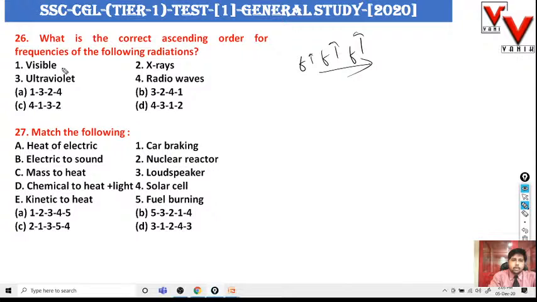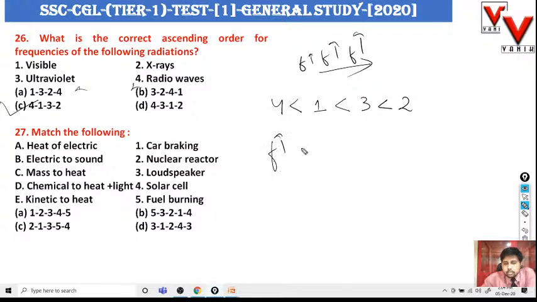If you see, we have visible rays, X-rays, ultraviolet rays, and radio waves. The frequency of radio waves is actually the least. In ascending order, it is the least, then we have visible rays, then ultraviolet, and then X-rays. So I have here 4 1 3 2. So the answer is option C.